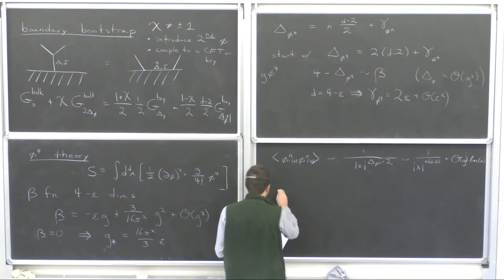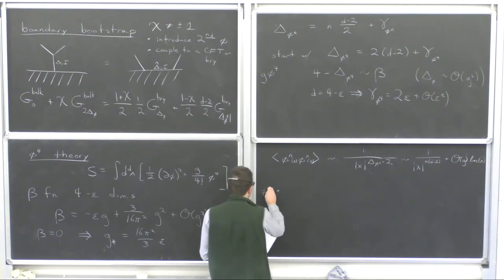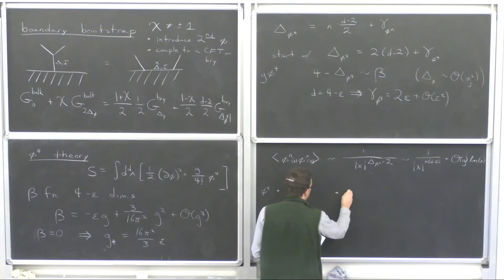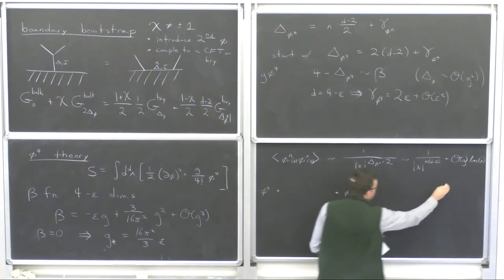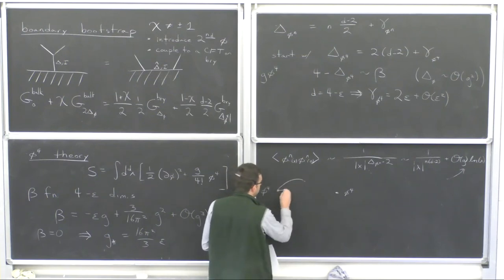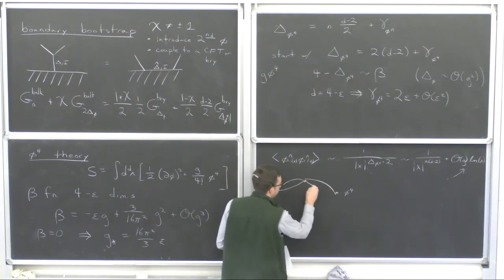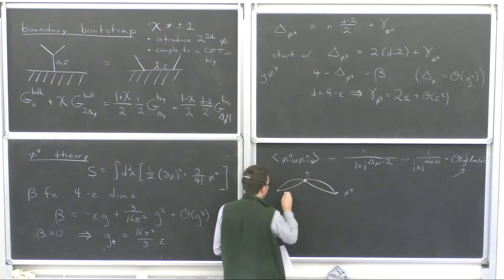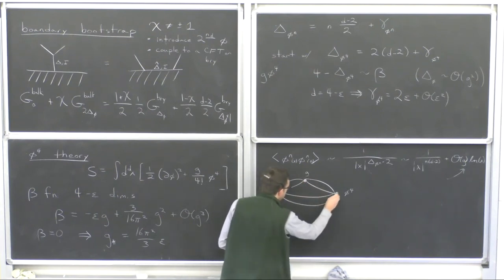So what does this diagram look like? If I look at phi to the fourth in particular, the only correction that's order g looks like this. It has one vertex in it, one phi to the fourth vertex, and the other lines I just match up.